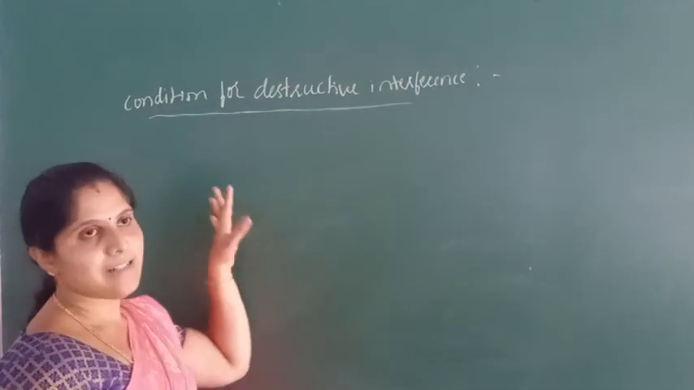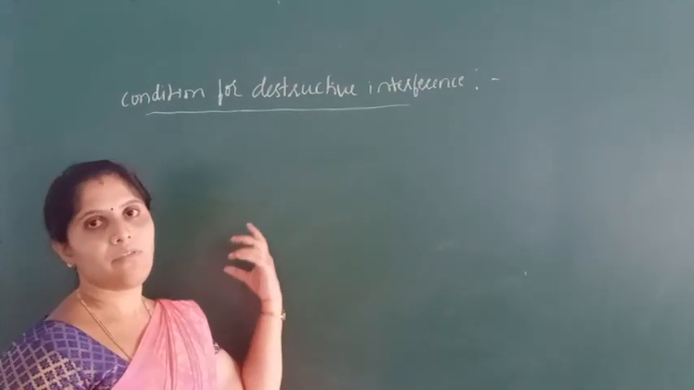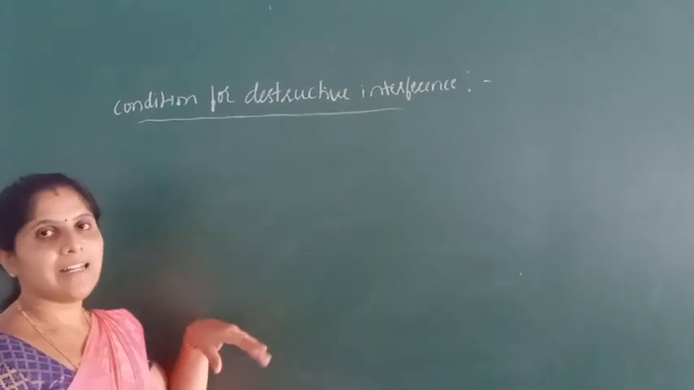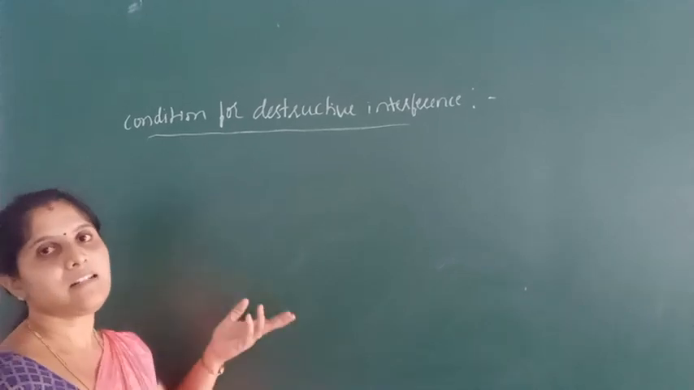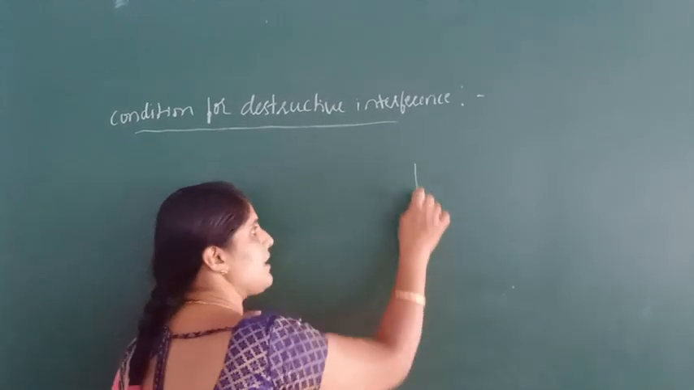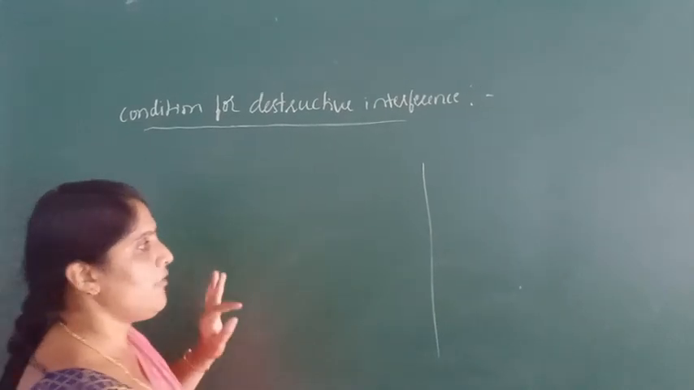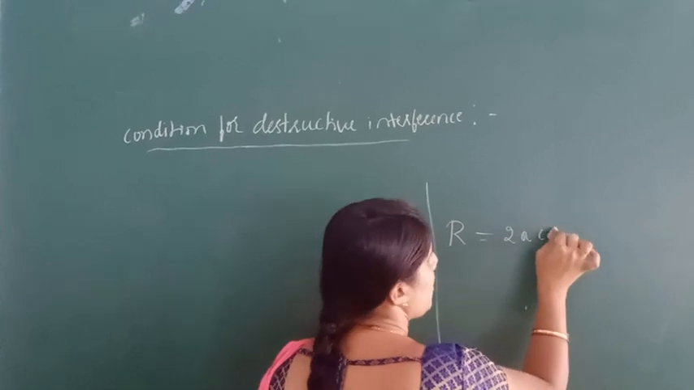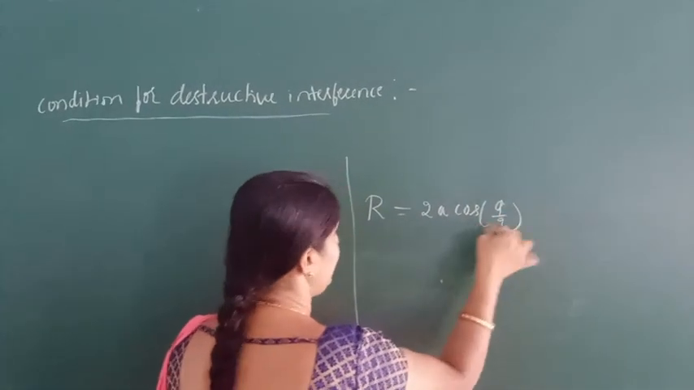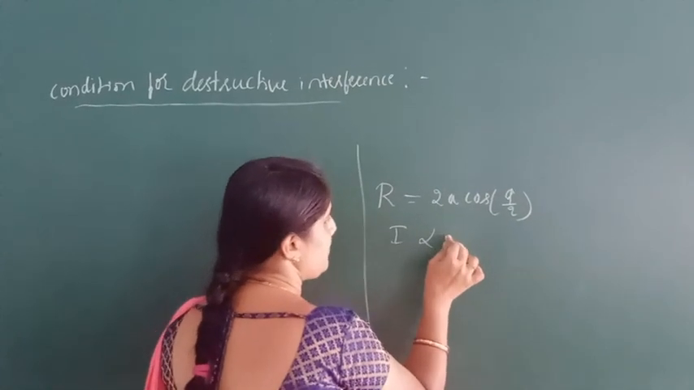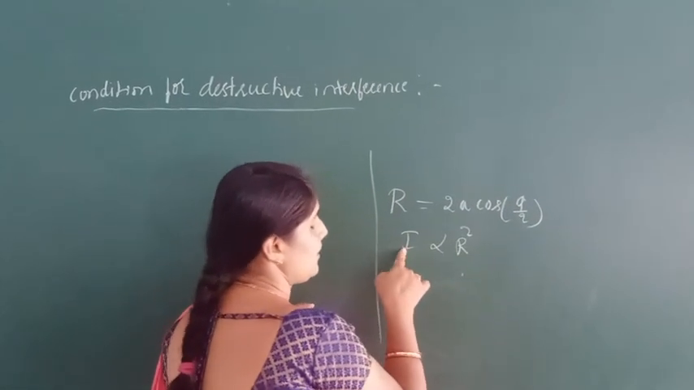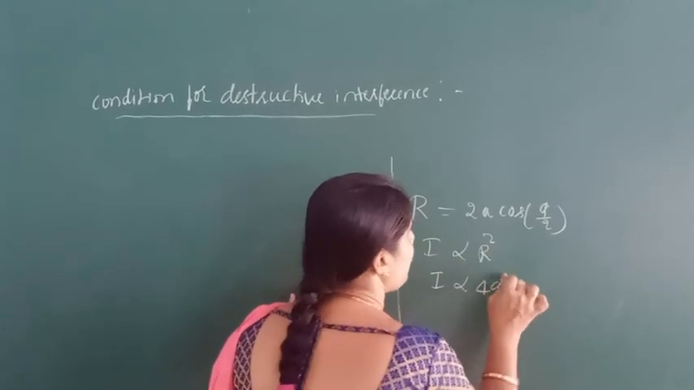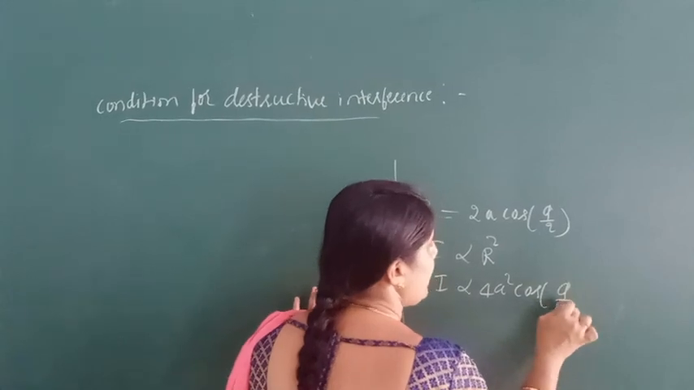Destructive interference means the crest of one wave falls on the trough of the other wave, or the trough of one wave falls on the crest of another wave. That means the amplitude of the resultant wave will decrease. As amplitude decreases, intensity also decreases. That means amplitude and intensity are minimum in destructive interference. We know that the resultant amplitude is given by R is equal to 2A cos of phi by 2. Intensity is directly proportional to the square of the resultant amplitude. That is, I is directly proportional to 4a square cos square of phi by 2.